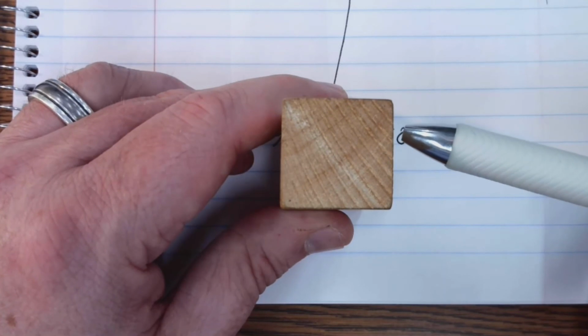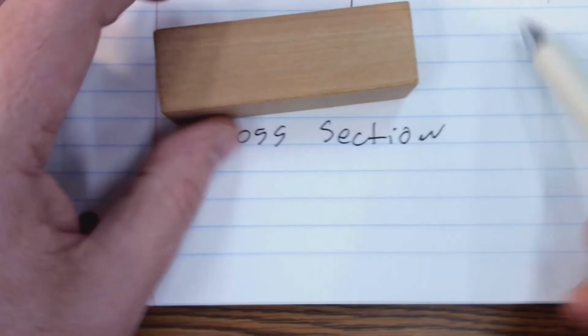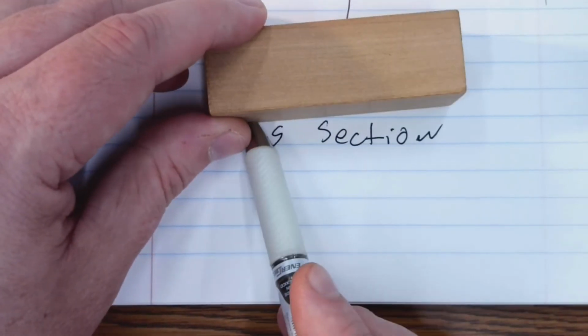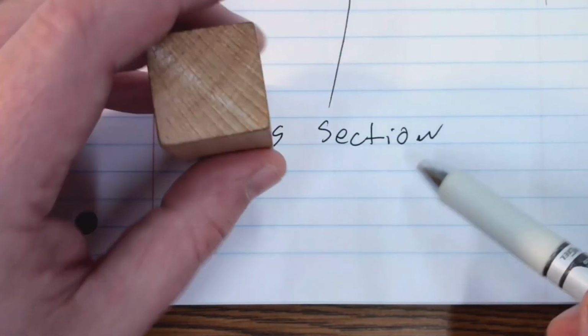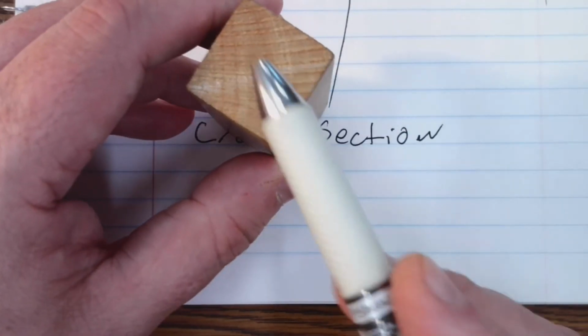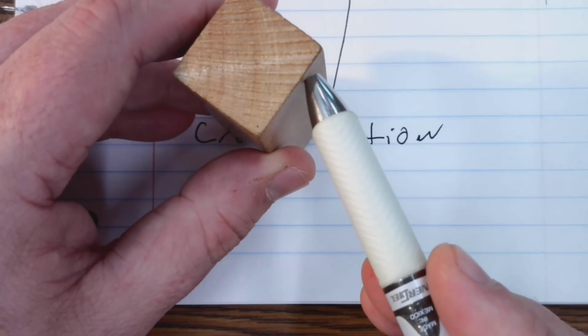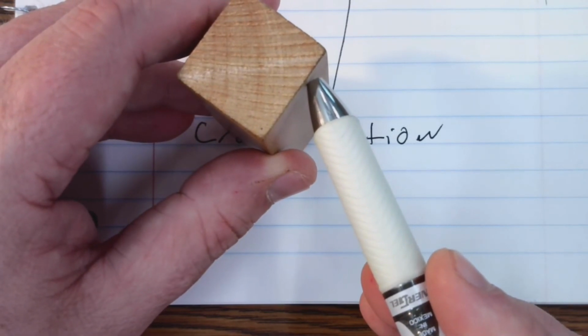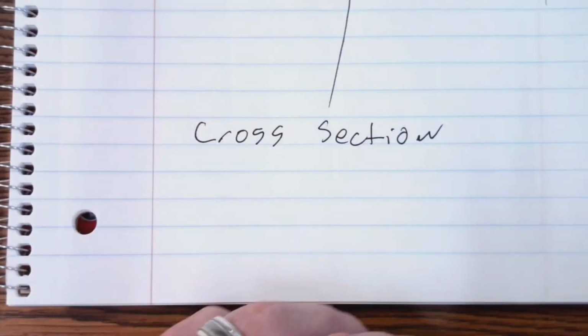It would look like a square, right? What if I would cut it like this? It would look like a rectangle, yeah? What if I cut it diagonally? Might look like a triangle, right? If I cut off the corner, depending on how you do it. So that's what we kind of look at.